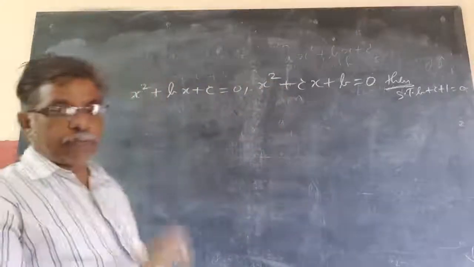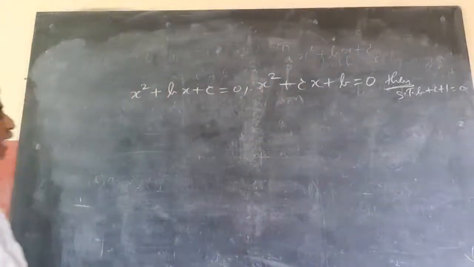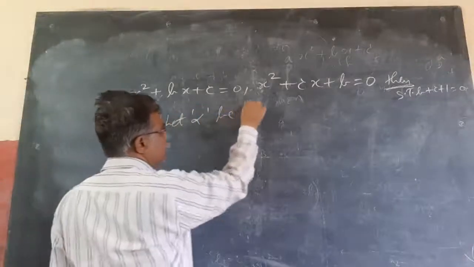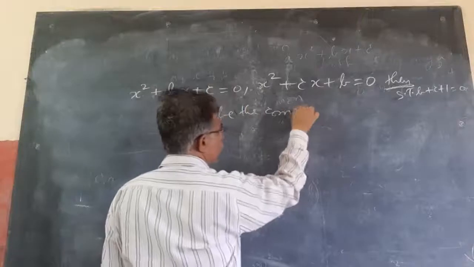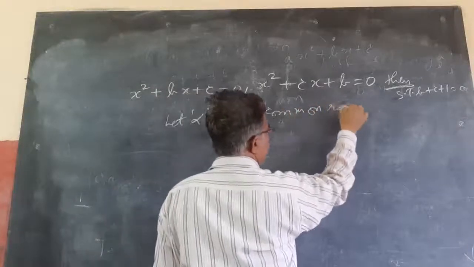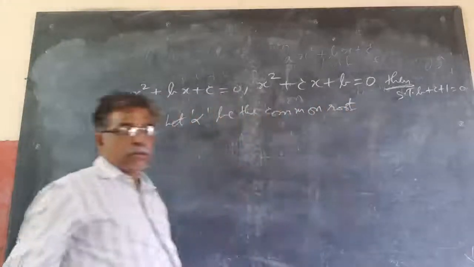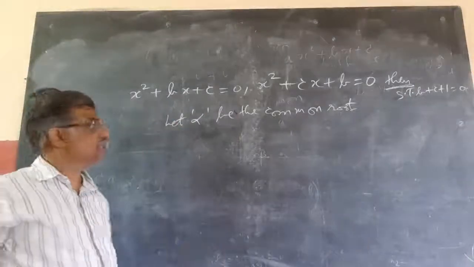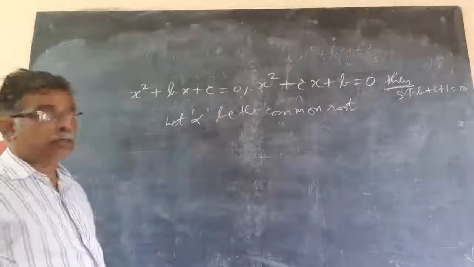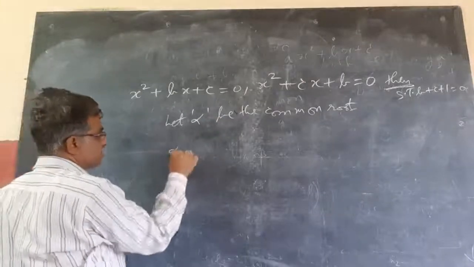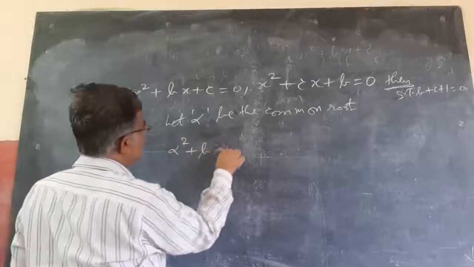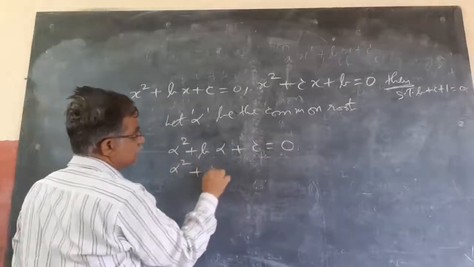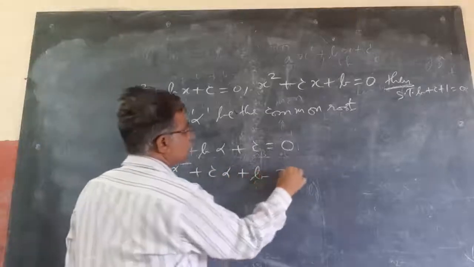Now I will use the procedure instead of the formula. See, let alpha be the common root. This sum was given in 2018 something. So then the equations become alpha square plus b alpha plus c equal to 0 and alpha square plus c alpha plus b equal to 0.